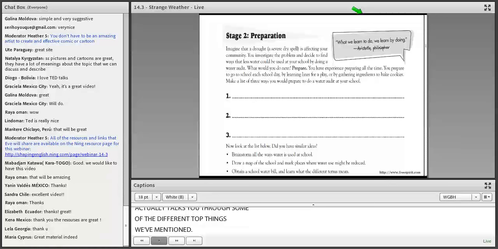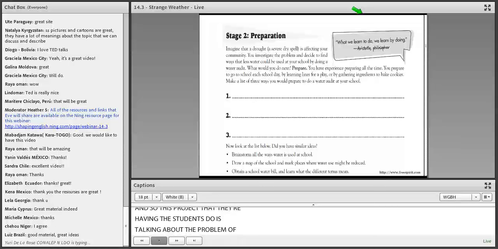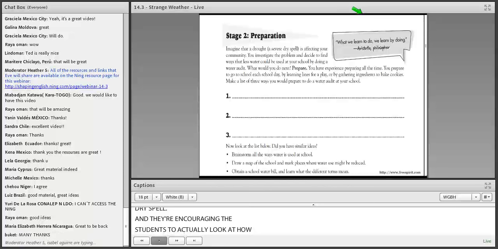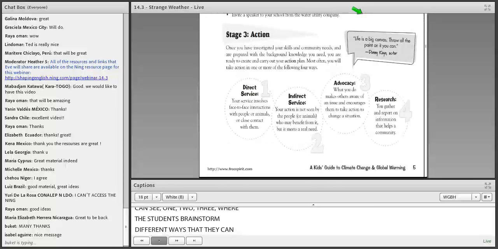So stage one of a project is investigation. Stage two is preparation. And so this project that they're having the students do is talking about the problem of having drought, which is a severe dry spell. And they're encouraging the students to actually look at how the school can conserve water. And so there's an area, as you can see, 1, 2, 3, where the students brainstorm different ways that they can conserve water. And then they can continue on to stage 3, which is action.